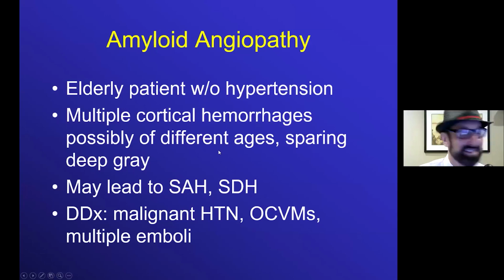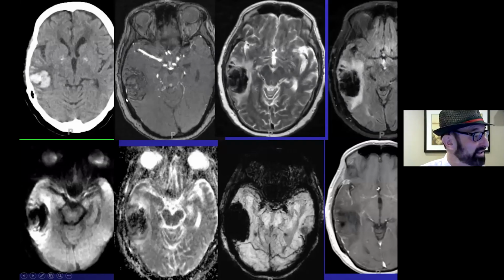Multiple cortical hemorrhages, different ages, sometimes leading to subarachnoid hemorrhage, sometimes leading to subdural hematomas, and sometimes leading to hemosiderosis or siderosis of the pia arachnoid. Differential diagnosis is often malignant hypertension, vascular malformations, multiple emboli. Obviously, we're going to look into the EMR if the patient is not hypertensive, never been treated for hypertension, et cetera. Then we're going to more likely float the idea that this may be amyloid angiopathy.